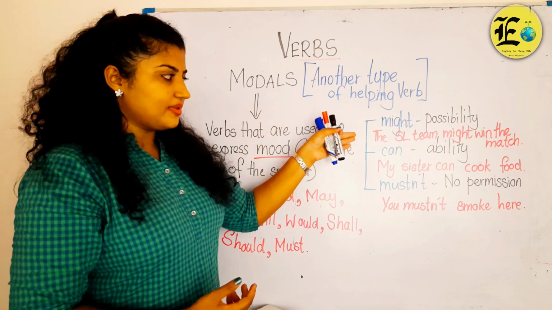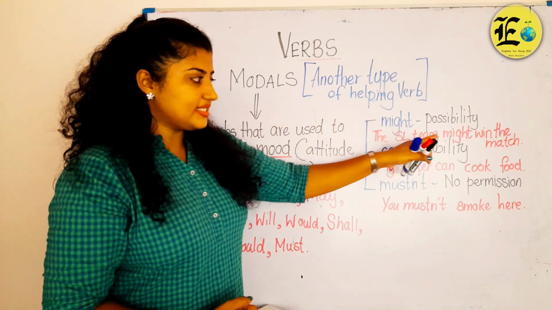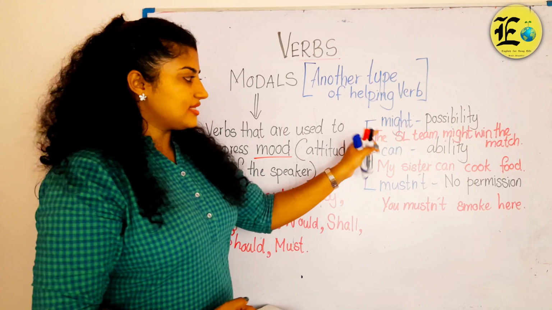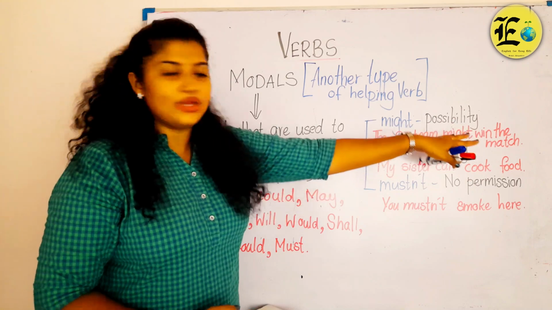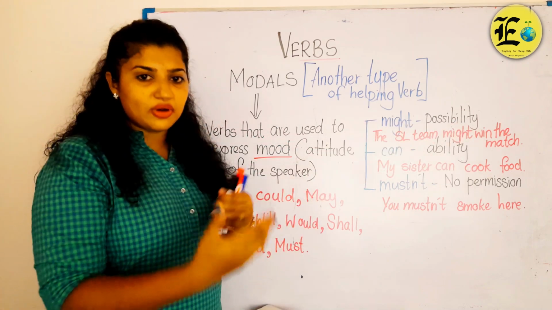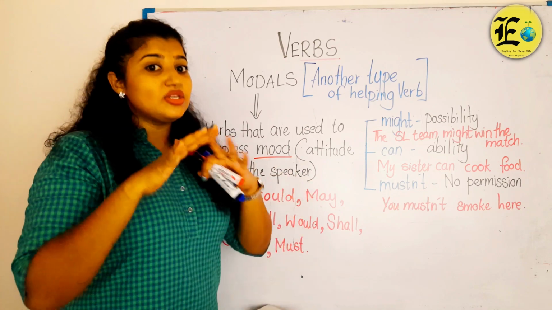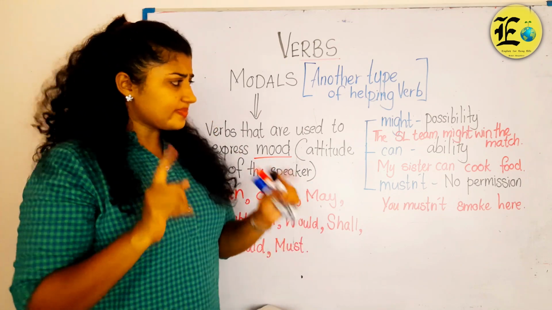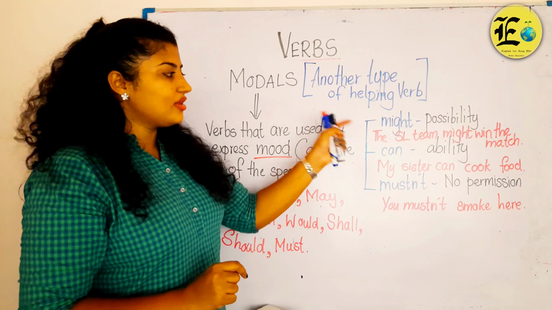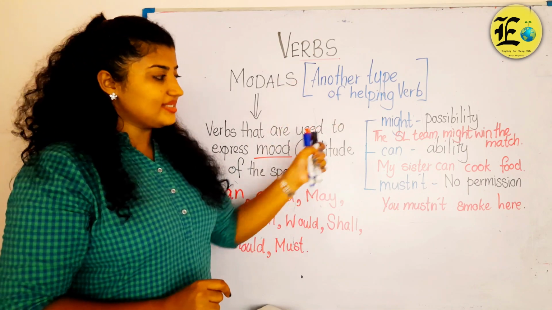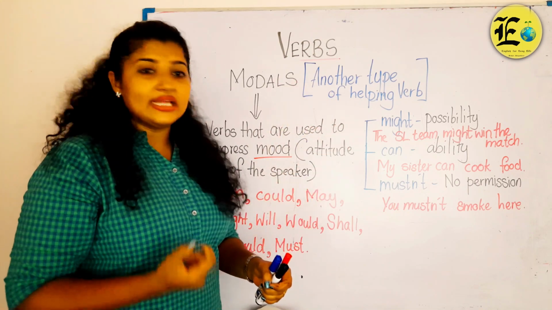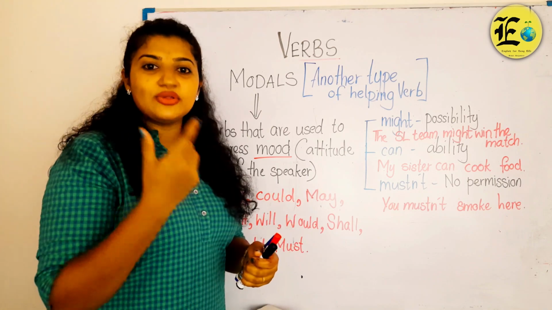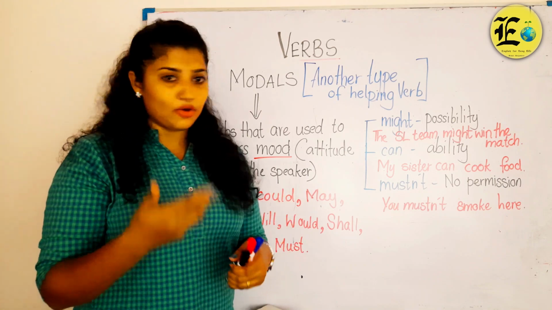So look at the example. The Sri Lankan team might win the match. Here we have a possibility of winning the match, but we're not yet sure of the action. That is why we have used this modal verb might. The next one is can, which is used to talk about the ability of a particular thing or a person.